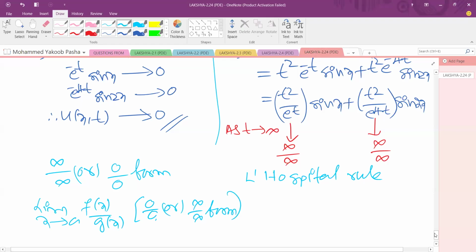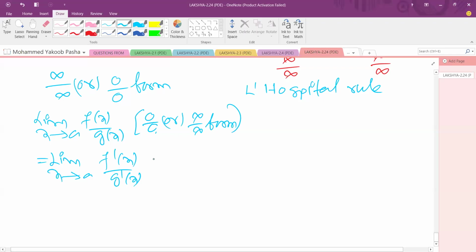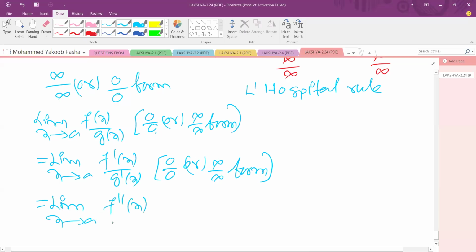We can write it as limit x tends to a of f dash x by g dash of x. The numerator and denominator are differentiated separately; it is not the u by v formula. If again we have 0 by 0 or infinity by infinity form, differentiate once more: limit x tends to a of f double dash x by g double dash of x, and continue like this and so on, as long as we have 0 by 0 or infinity by infinity form.